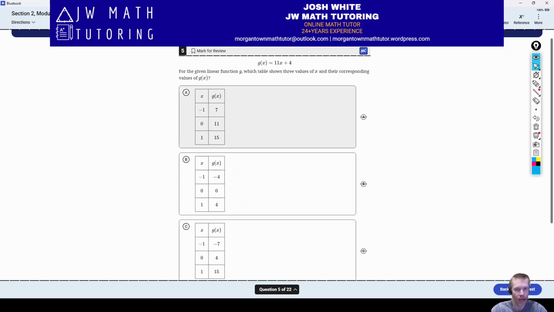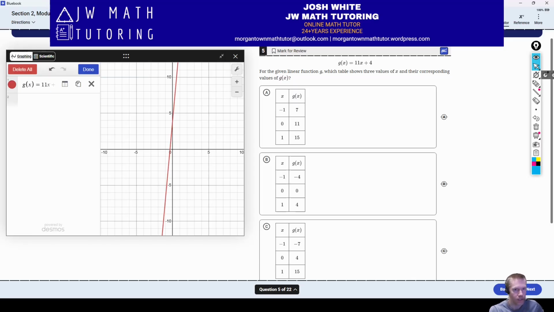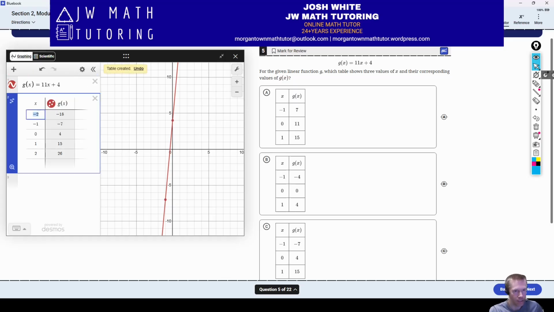All right, next up, here we have a linear function or a line, and we have tables of values, and we want to know which of these shows the points that correspond to this. So I would go and do this in Desmos because I think this is the quickest, fastest, easiest way to do it. Type in the function, click Edit List, and then click on this Create Table. Now, if it didn't already have -1, 0, and 1 filled in here in the X column, I would type those in, but it does. So we're looking for -7, 4, and 15.